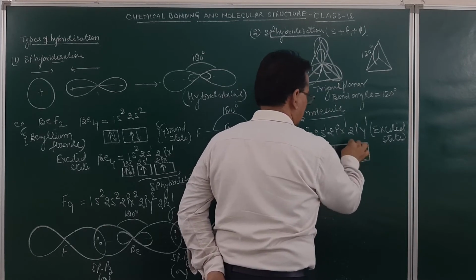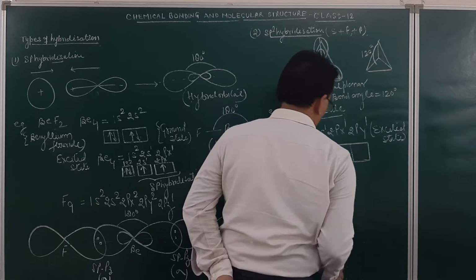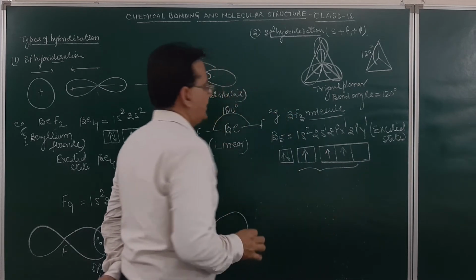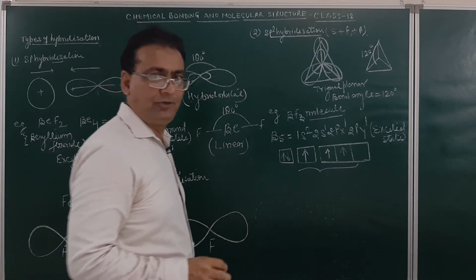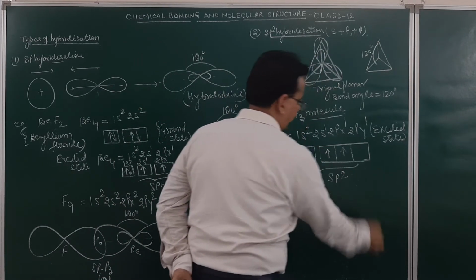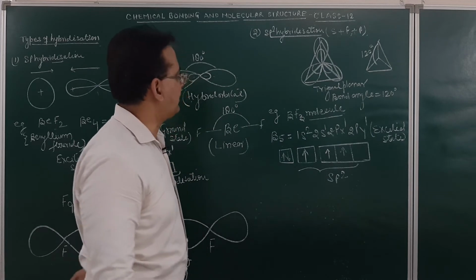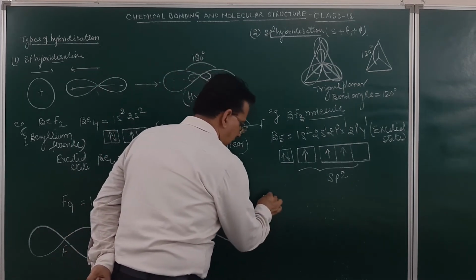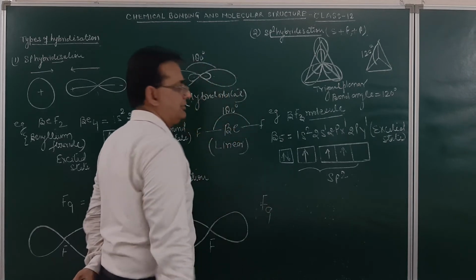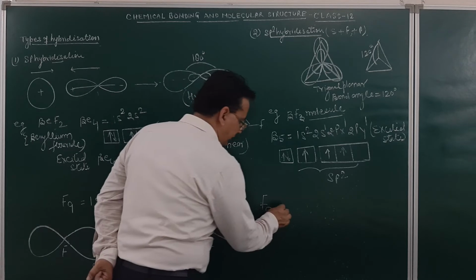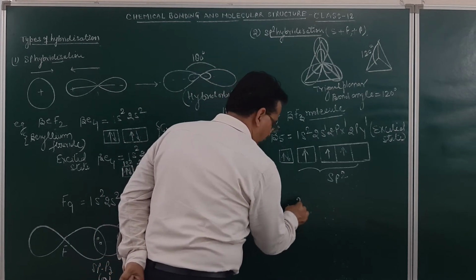2px, 2py. This 1s and 2p will overlap among themselves to form 3 sp2 hybrid orbitals. Am I clear? Next will be fluorine. The atomic number of fluorine is 9. The electronic configuration will be 1s2.